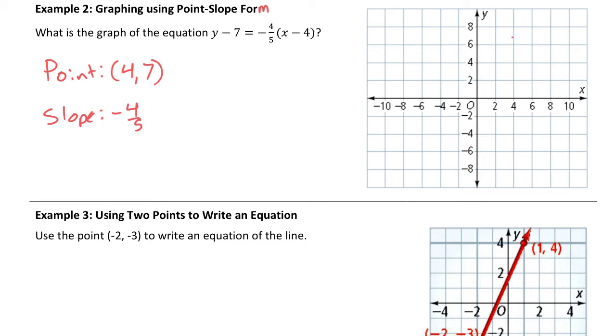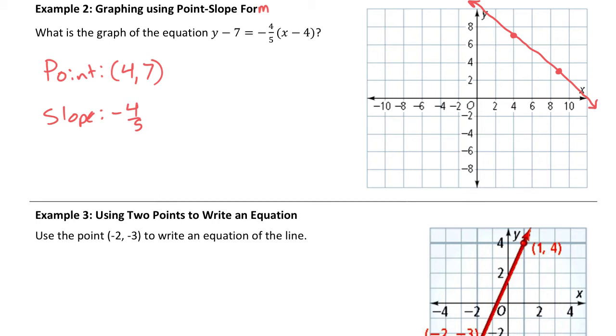Right 4 up to 7, which is right in between 6 and 8. Slope of -4/5 means to count that slope from the point, I go down 4 and right 5. Down 4 and right 5. And then I do my best to draw a straight line through those points. All I need is 2 points.